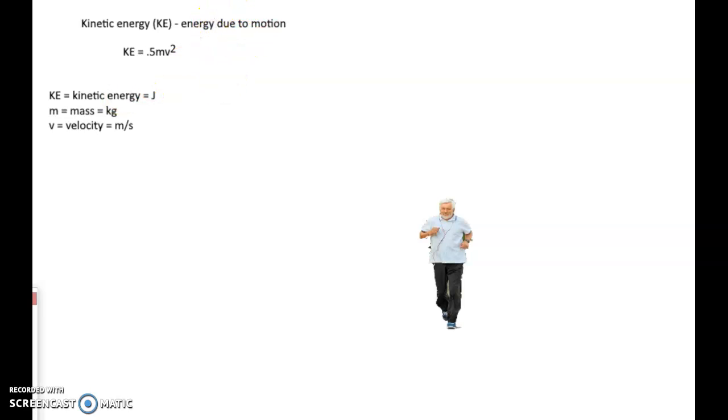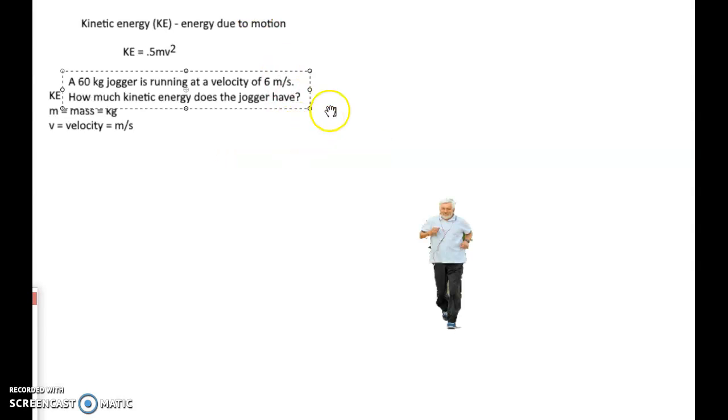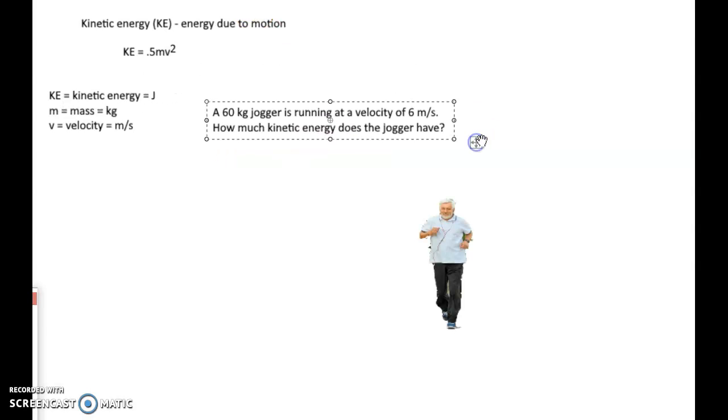All right, so our first example is right here. We've got a 60 kilogram jogger, and that jogger is running at a velocity of 6 meters per second. How much kinetic energy does the jogger have? Just like normal, I am going to first identify what the question is asking me for. The question is asking me how much kinetic energy. So I am looking for KE.